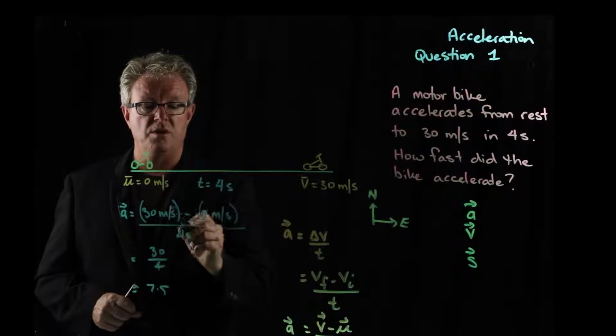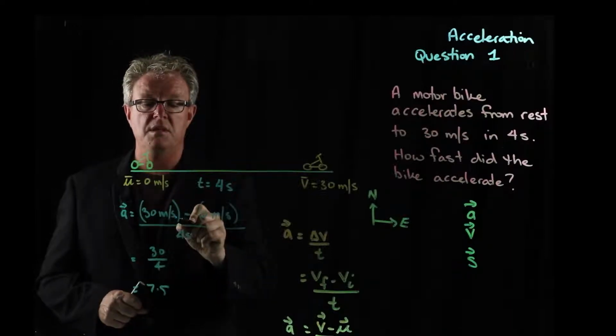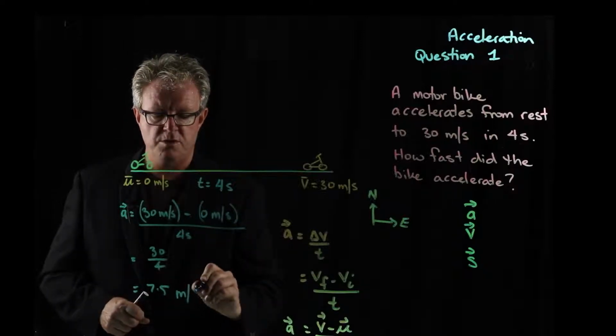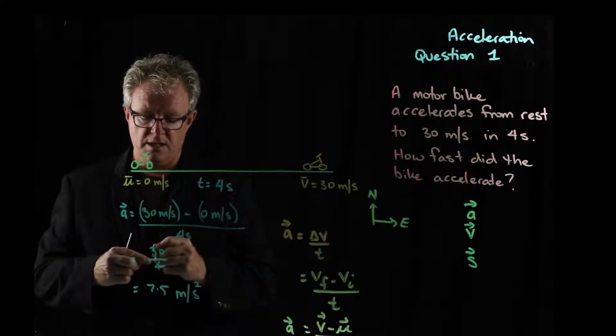We've got meters per second here, and we've got another second in the denominator. So that means per second per second, which is meters per second squared. So the units for acceleration are meters per second squared.